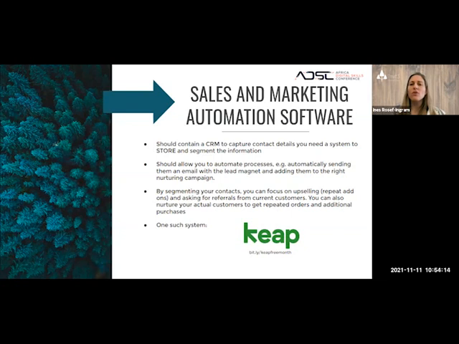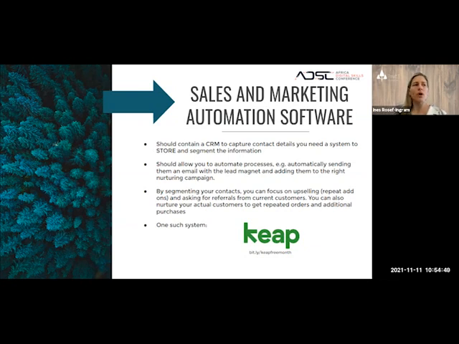But what should a software be doing for you? It should contain a CRM module to capture contact details. CRM stands for Customer Relationship Management. It's a system to store your customer data. So you know who's a lead, who's a customer, how far are they in the purchase process, what are their contact details, what are they showing interest in. It's actually a system that shows you your contacts and should be able to segment that information as well.